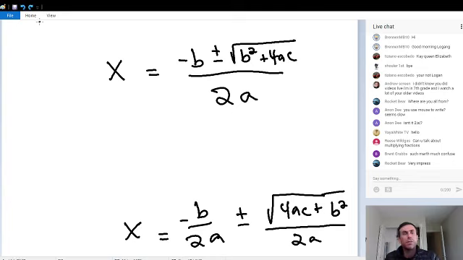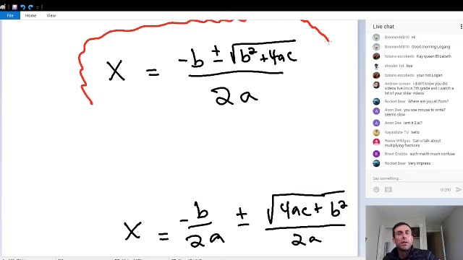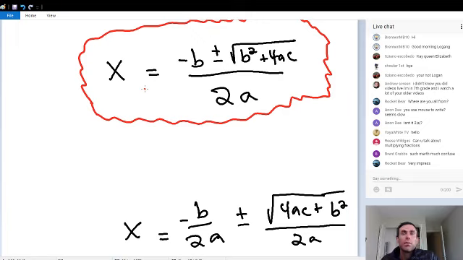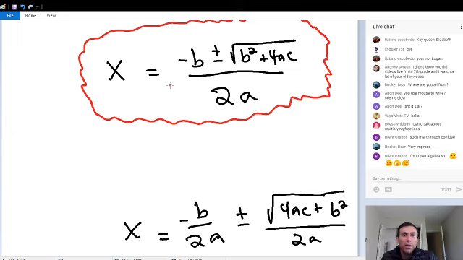Notice how this looks like the quadratic formula, doesn't it? We have x is equal to negative b plus or minus the square root of b squared minus 4ac all over 2a. So this is the quadratic formula. We used completing the square to prove the quadratic formula, which I think is pretty cool, and that's why I wanted to show you guys this.